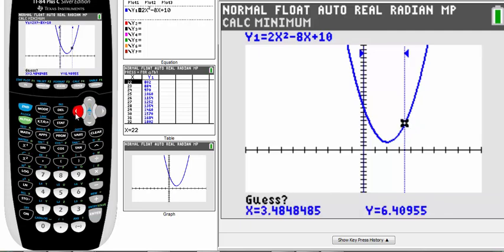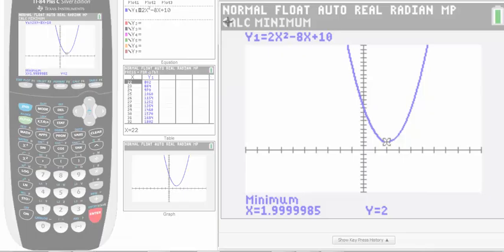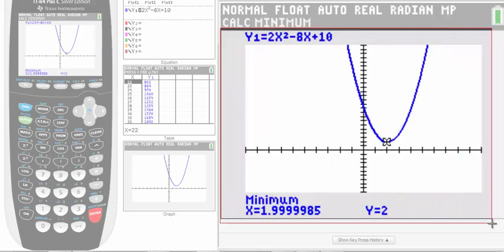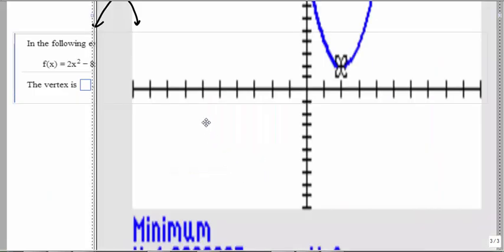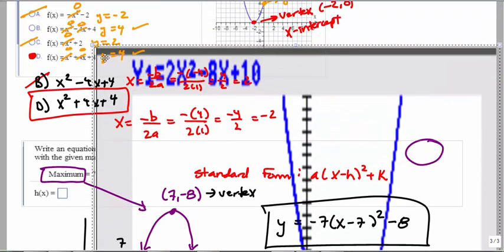And then to do your guess, you just go over about where you think it is. It doesn't have to be exact. You say, okay, find my vertex. Now the vertex here, my x value is essentially 2. If you round this, it'll be 2. And my y value is 2 as well. So it doesn't give me an exact value, but it is pretty close. So we want to go with 2, 2 there for the value of that vertex.